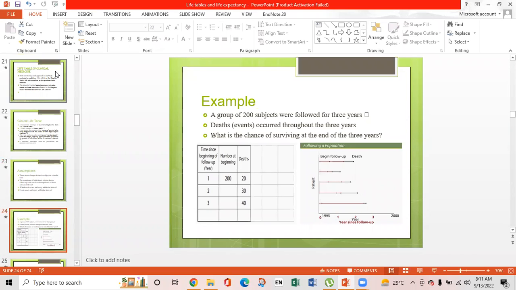This slide shows an example that a group of 200 subjects were followed for 3 years. Deaths occurred throughout the 3 years, and what's the chance of surviving at the end of 3 years?